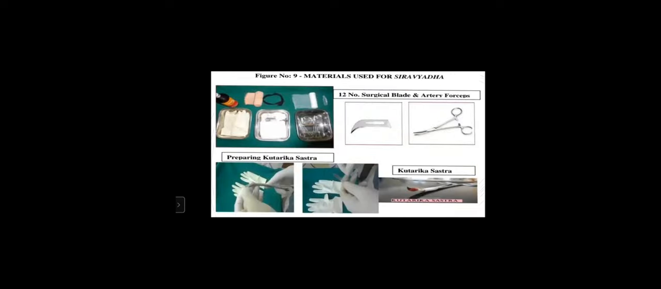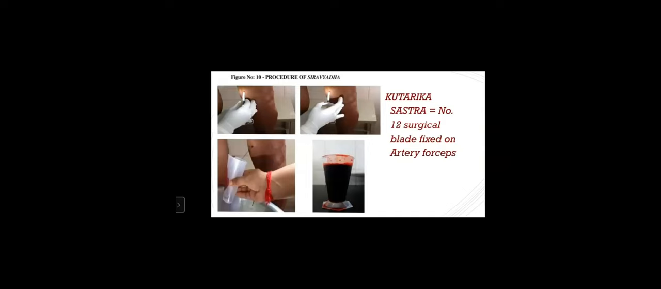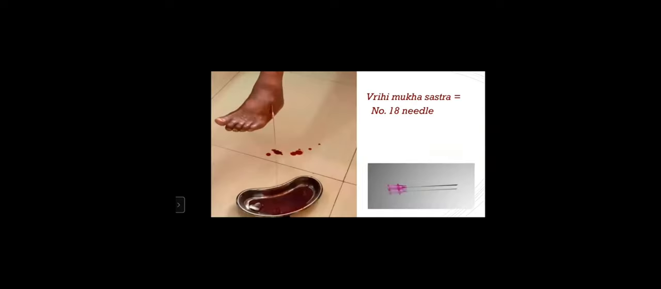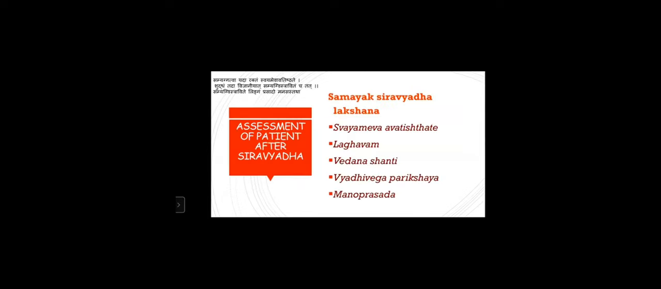This is how we used to do, using a number 12 surgical blade and an artery forceps, made similar to Kutharika Shastra. Then for Vrihimukha Shastra, a number 18 needle is used, and even a scalp vein set is used. Samyak Vidha Lakshana: there is Swayameva Avatishthate, and there will be Laghava, Vedana Shanti, Vyadhi Vega Parikshaya, and Manaprasada.